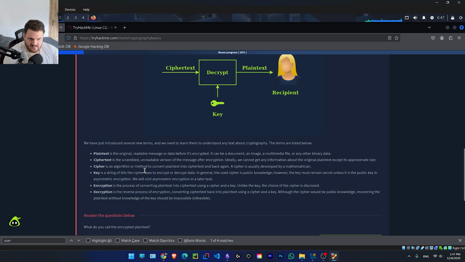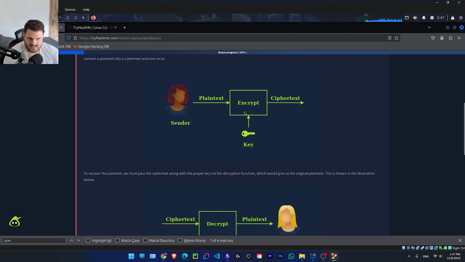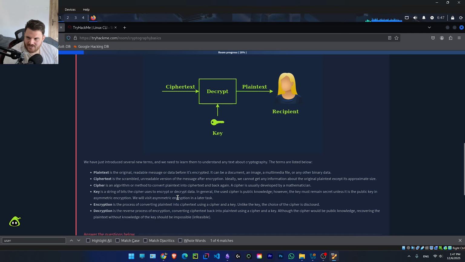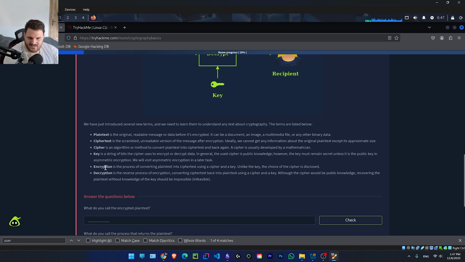Cipher is an algorithm or a method to convert plaintext into ciphertext and back again. A cipher is usually developed by a mathematician. So the cipher is the algorithm that converts our plaintext into ciphertext. Then what is encryption, right? Because we always hear encryption. We don't hear "go use a cipher algorithm in order to encrypt your data." We always say that the data is encrypted and decrypted.